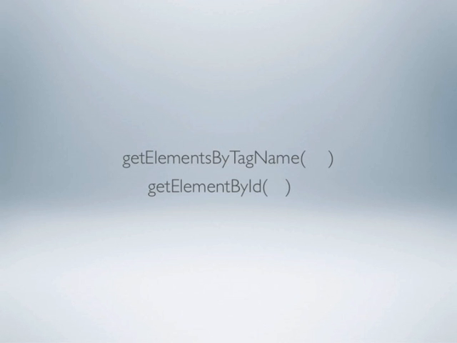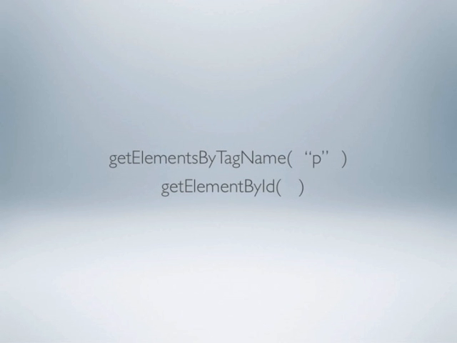Notice that the first method name is plural, getElements, multiple elements, whereas the second one is singular, getElement, just one element. The way these methods basically work with the first one, getElementsByTagName, is we simply pass it the name of a tag. For example, if I wanted to retrieve all of the paragraph tags on a page, I could call getElementsByTagName and pass it the letter P, the same as the HTML tag's name.